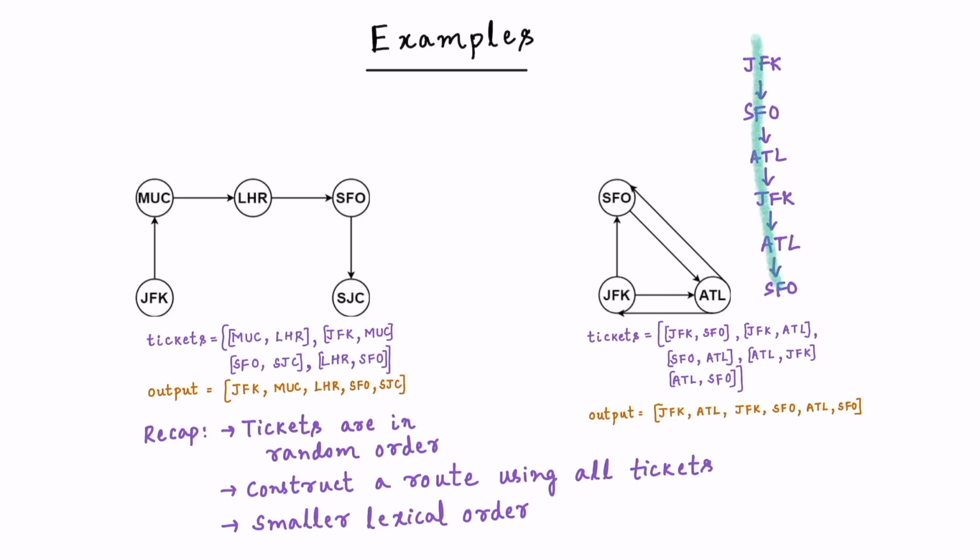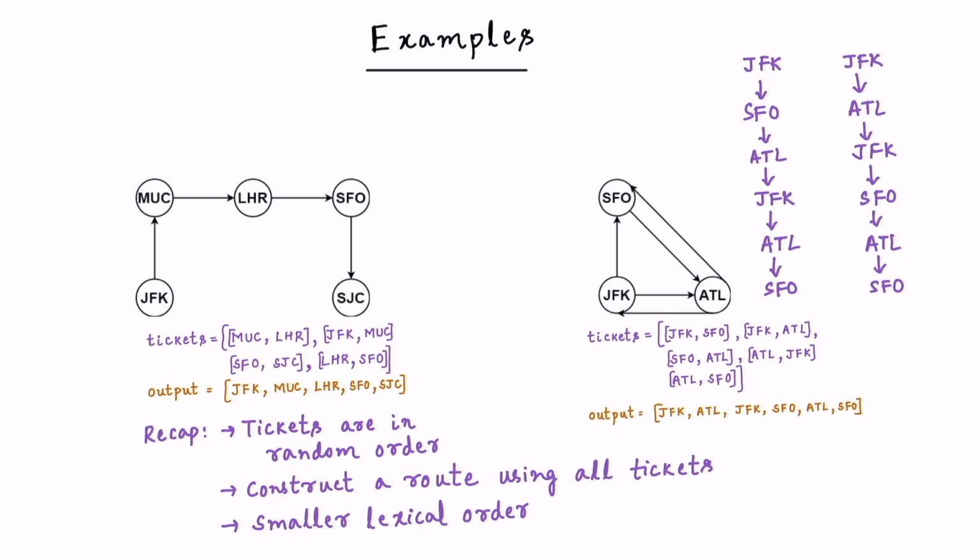But there is a second route in this graph, which is JFK to ATL, ATL back to JFK, JFK to SFO, SFO to ATL, ATL back to SFO. That's the second route. I have written down the second route over here.